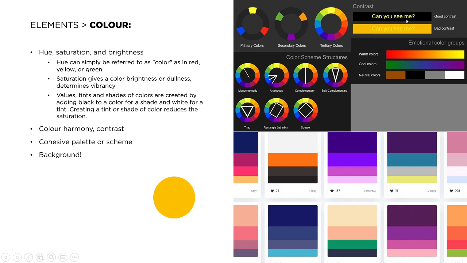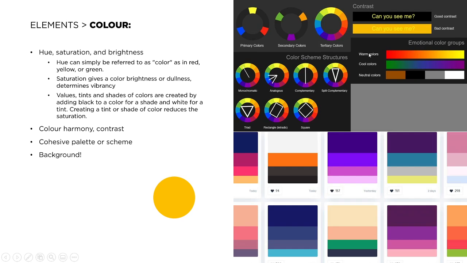And here's another good example, contrast. This is something that pops up now and again. Can you read that pretty easily? Because it's yellow text on a black background. So that's good contrast. And if you look over here, bad contrast, I've got yellow text on like an orange background. Very difficult to read that.